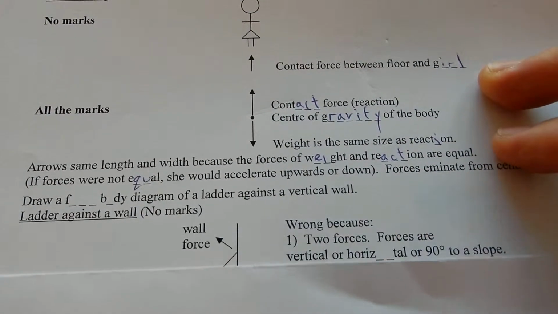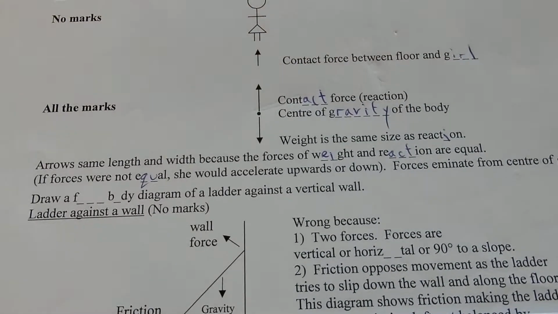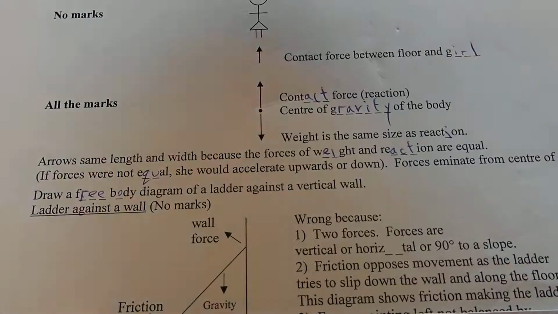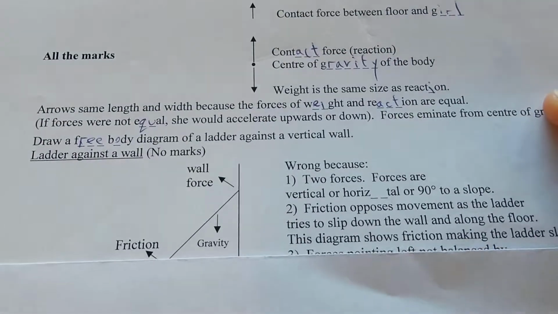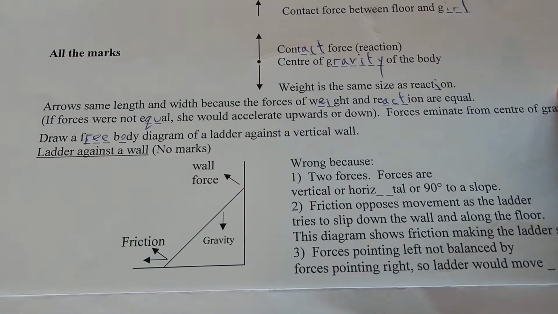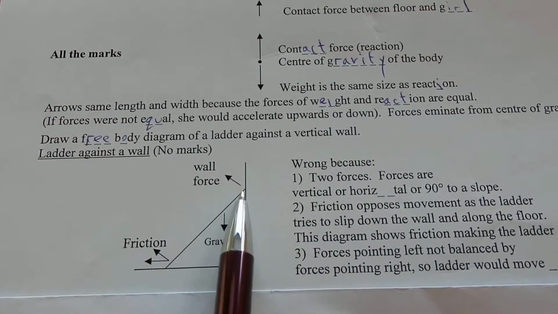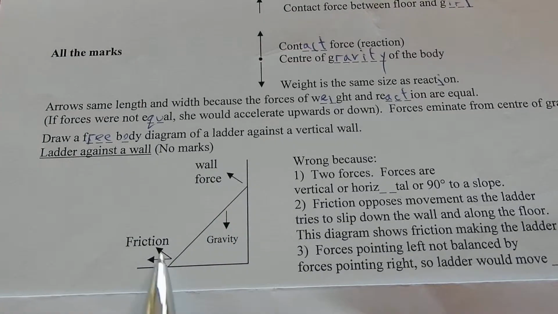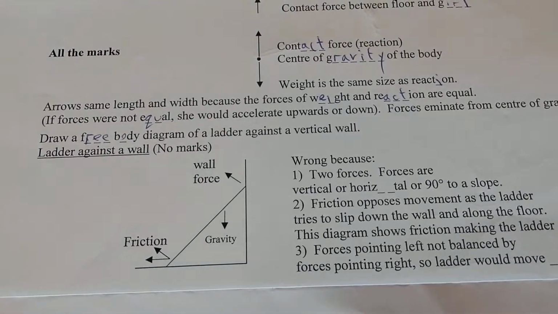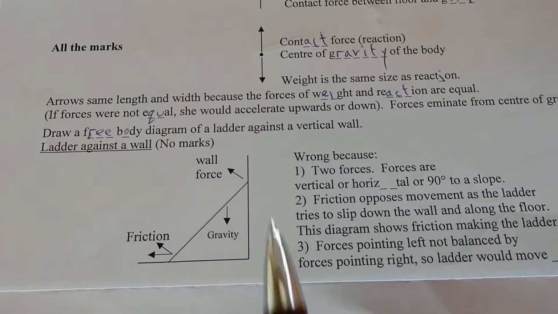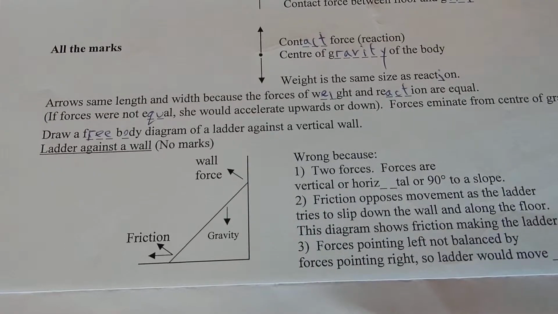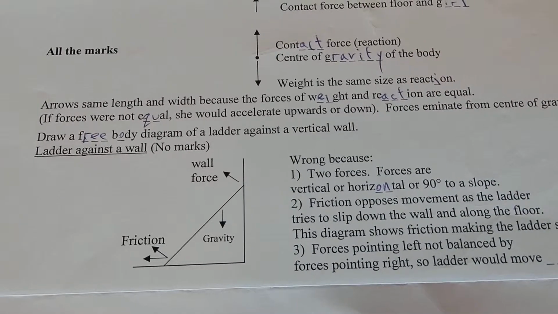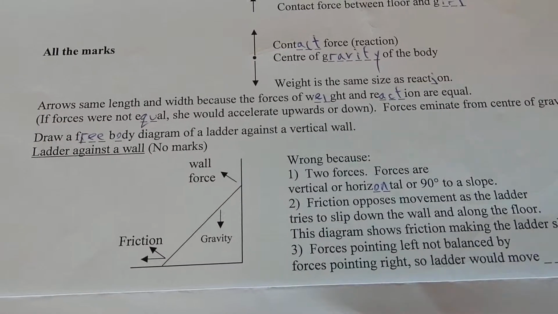Draw a free body diagram of a ladder against a wall. Okay, this is the way to get no marks. Lots of people think, oh, the ladder's there, so therefore there's a pushing force in that direction. The ladder's there, therefore there's two forces pushing here. Well, wrong, because forces are vertical or horizontal. We always put the forces as vertical or horizontal. We put them into components.